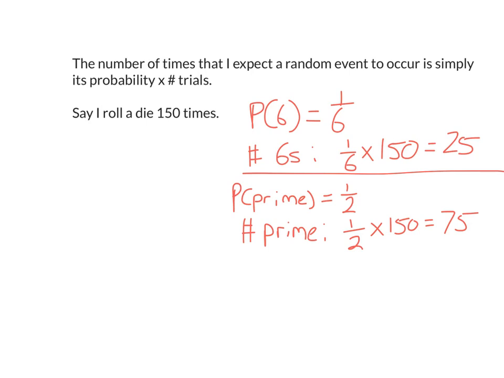But of course, if I roll a die heaps of times, I might not get a 6 exactly 1/6 of the time. I might not get a prime number exactly half of the time. And that's where experimental probability comes in. We'll go through that on the next slide.